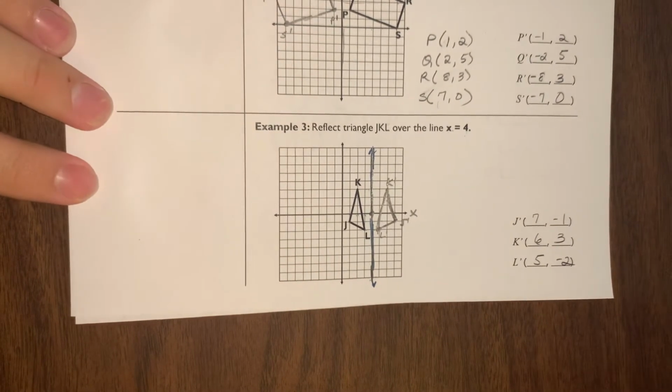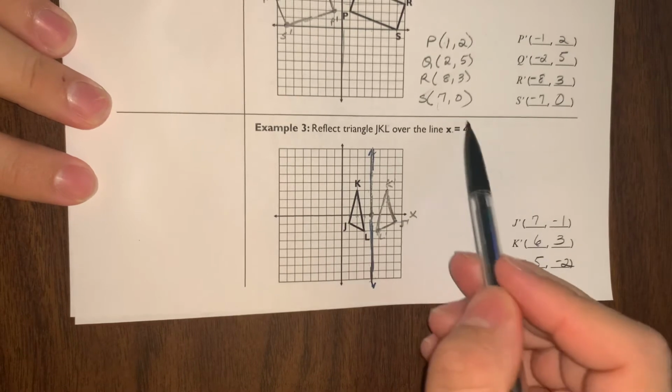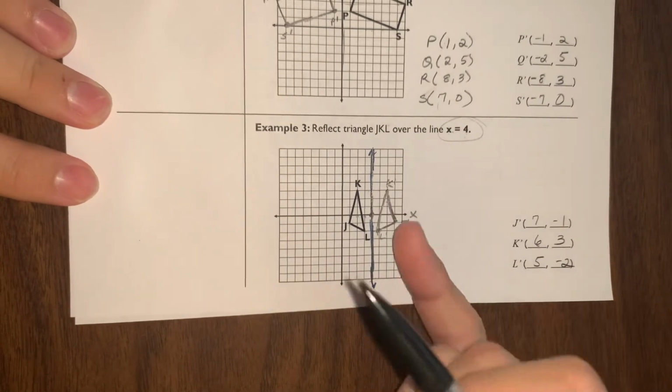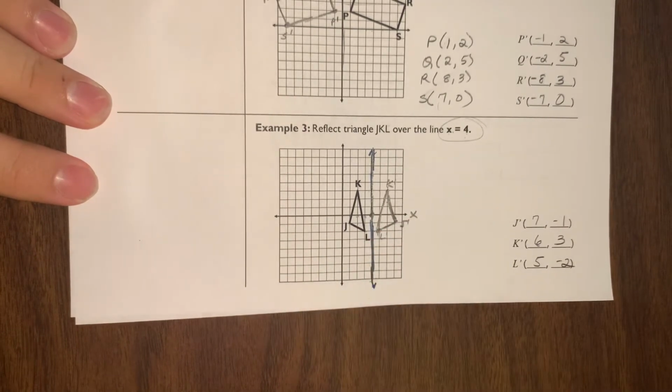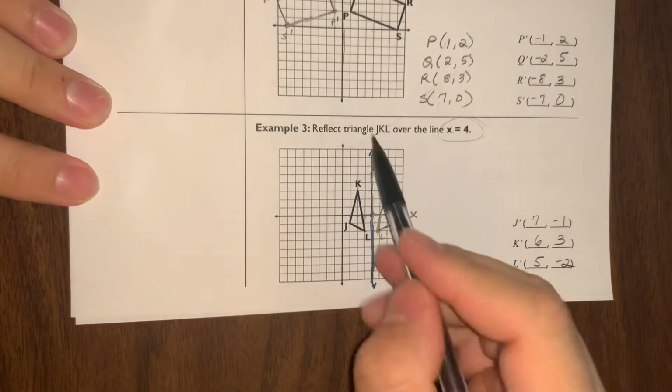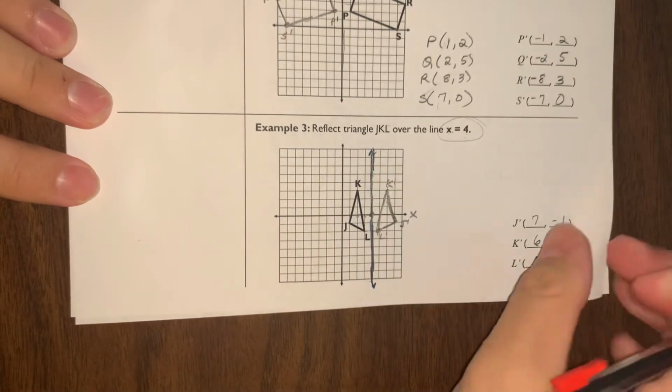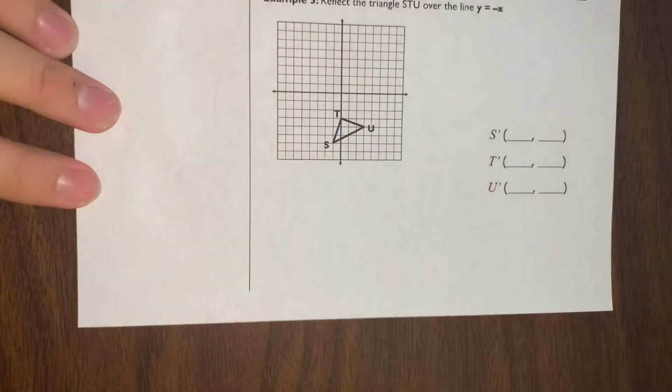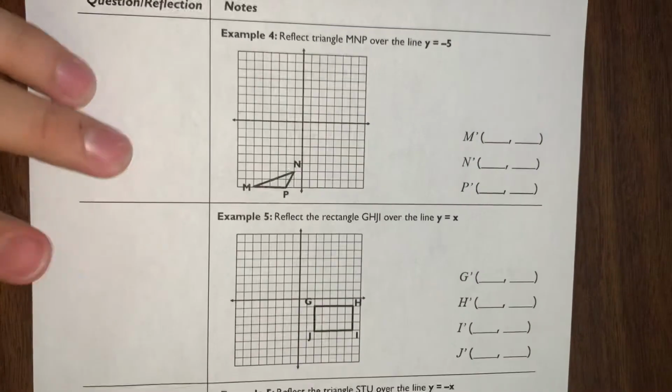All right, so if they ever ask you to reflect the line over x equals something, I think it's just best to go ahead and just draw the line and then count away. All right, so let's go on to the rest of these examples.